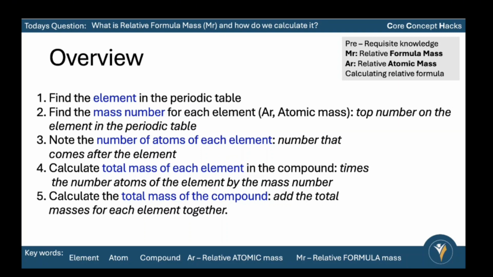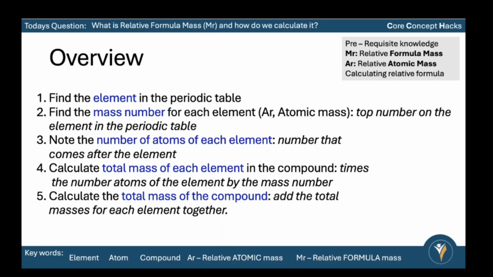So let's go through that again. You find the element in the periodic table, find the mass number of each element, that's the atomic mass. It's the top number on the element in the periodic table. You note the number of atoms of each element. This is the number that comes after the element in the compound they've given you. You calculate the total mass of each element in the compound, by multiplying the number of atoms by the mass number. And then finally, you calculate the total mass of the compound, meaning you add the total masses of each element together.